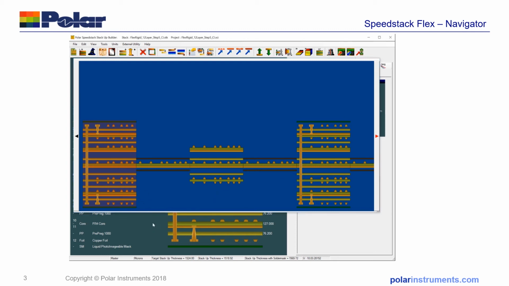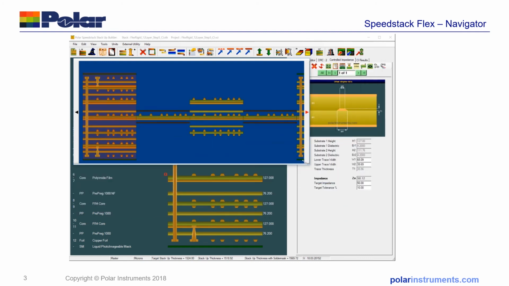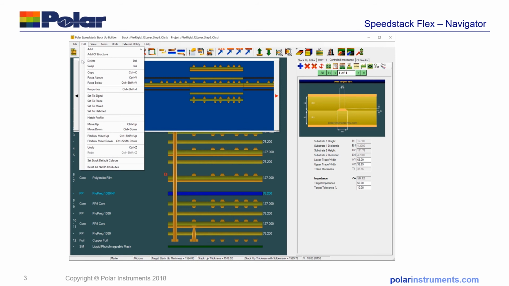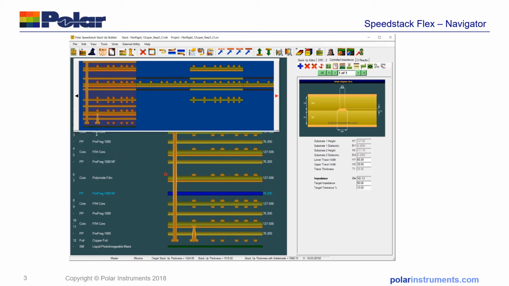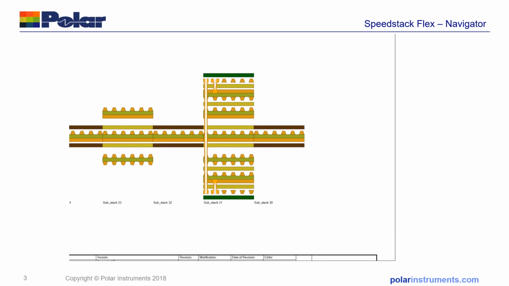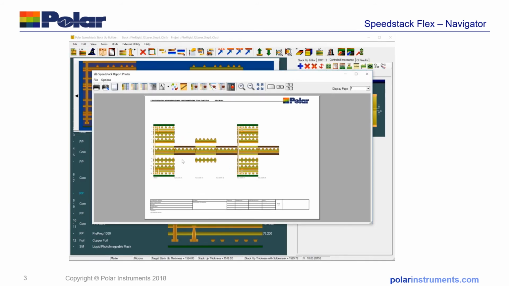Let's do that once more. Go back to here, select this no-flow prepreg, move this one up. Now you can see they're all lined up. Generate another printout, print a technical report. And now you can see that we've lined up the materials in the technical report too. So if you like your technical report to look like the actual build, using the FlexNav move up and down is a very convenient way of doing that.